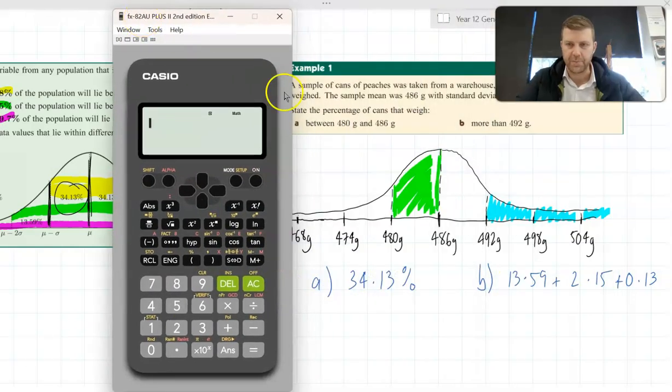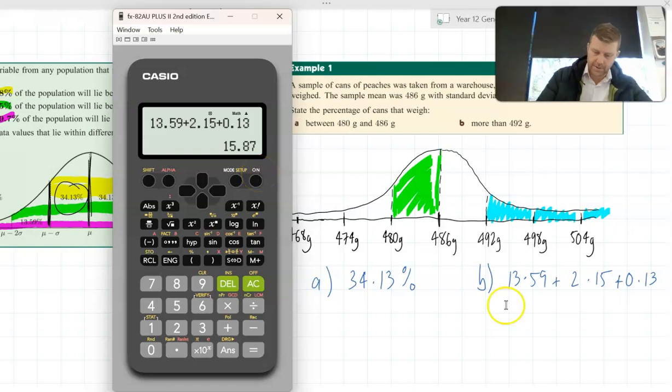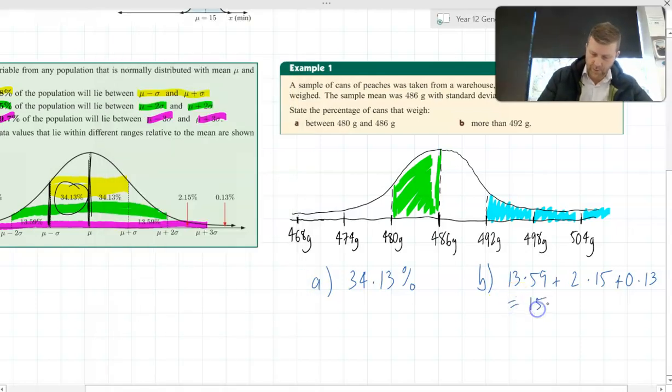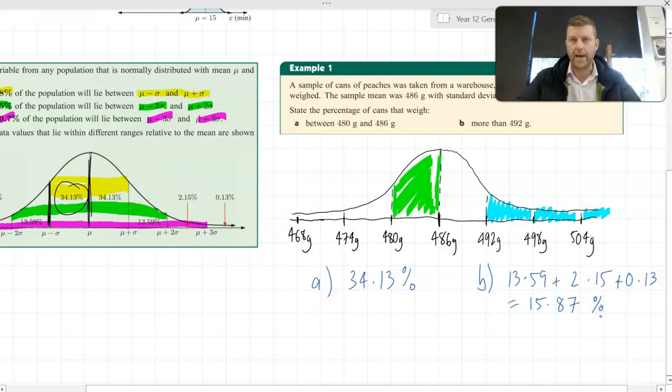So 13.59 plus 2.15 plus 0.13 gives 15.87. So approximately 15.87% of cans will be more than 492 grams.